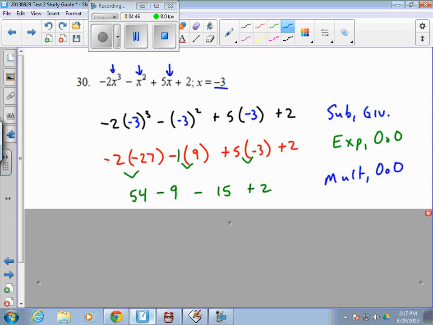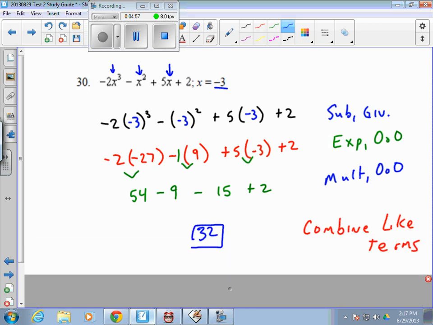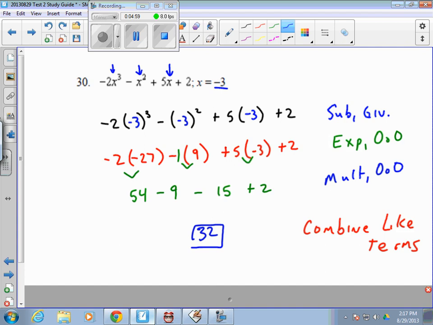The next step, we're going to multiply those numbers. Negative 2 times negative 27 is a positive 54. Negative 1 times 9 is negative 9. 5 times negative 3 is negative 15. And then plus 2. That's multiplying because of your order of operations. Then watch, we just combine everything at the end, combining like terms, putting addition and subtraction together to get a positive 32.